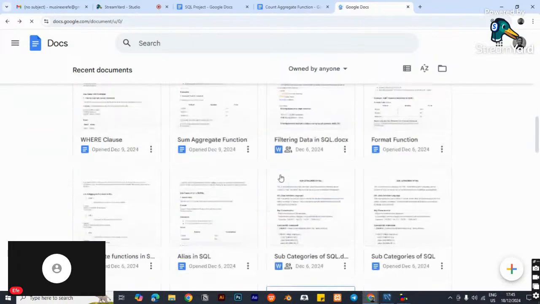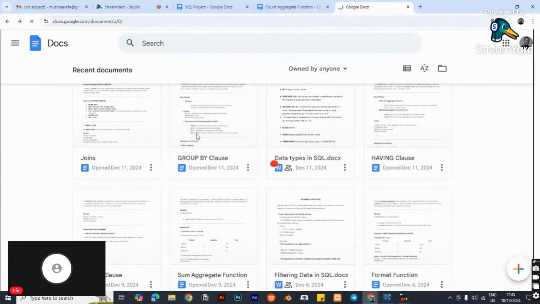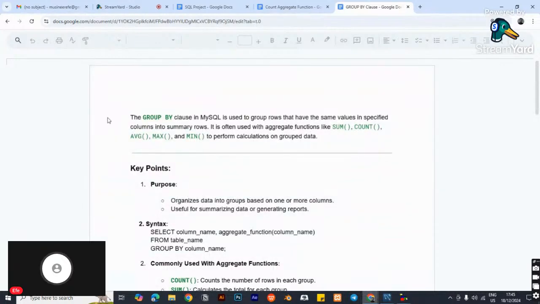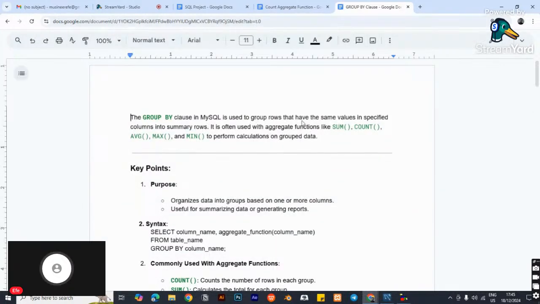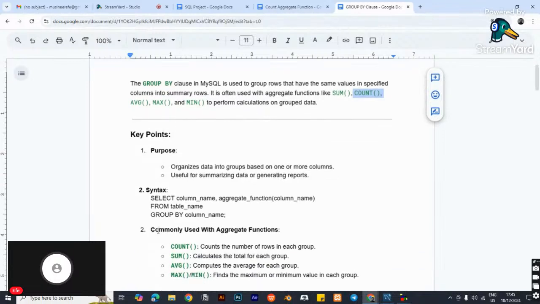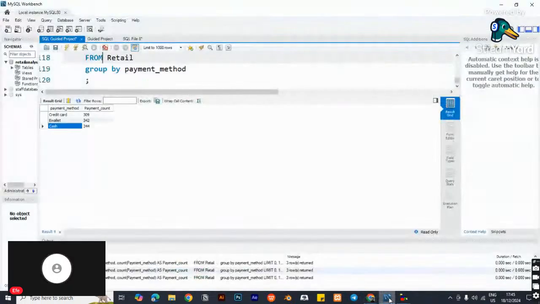Let's look at the group by clause here. The group by clause in MySQL is used to group rows that have the same values into summary values. It's also used with aggregate functions, often something like count. Here we use the count. Take time to go over this. This is the syntax we just applied: select the column name, followed by an aggregate function, here count.